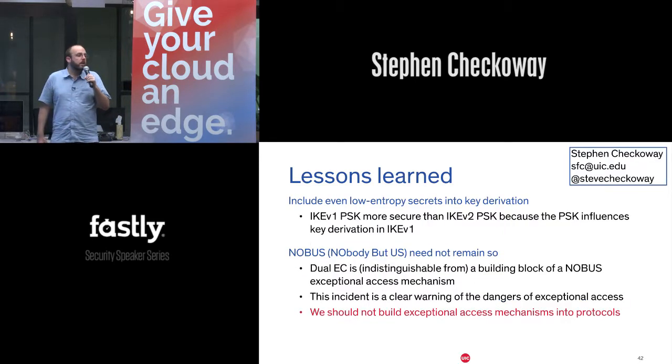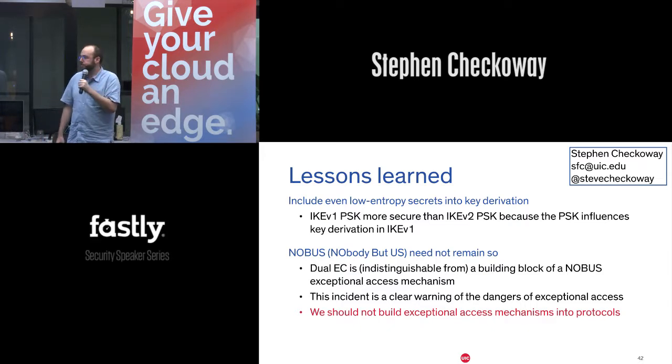Third, you should include even low entropy secrets into your key derivation process. So IKE v1's pre-shared key was actually more secure than IKE v2. And this is a terrible situation to be in. We should be moving from less secure to more secure. But here, that was unfortunately not the case.